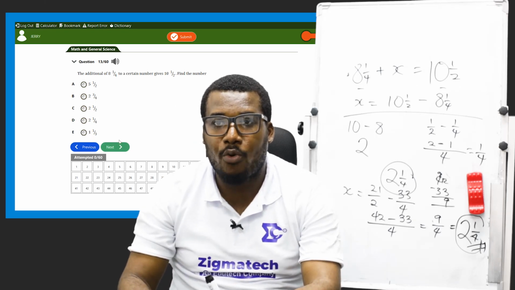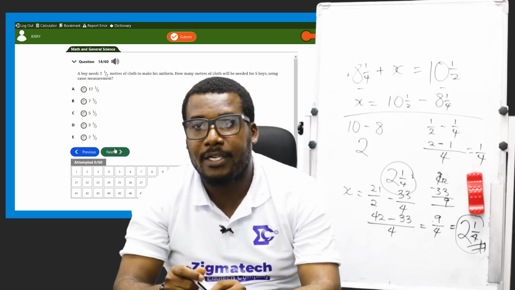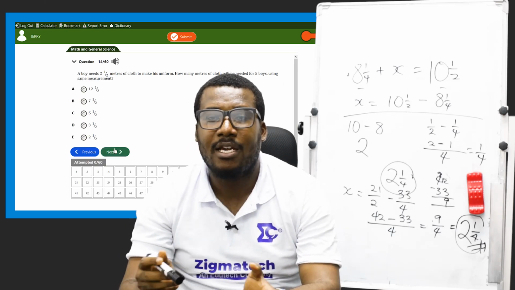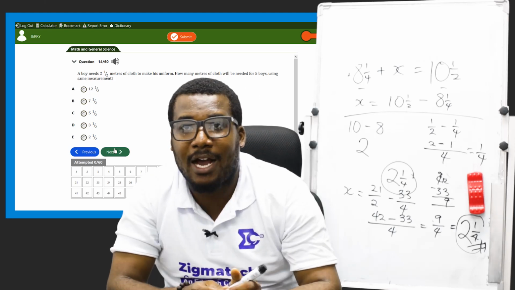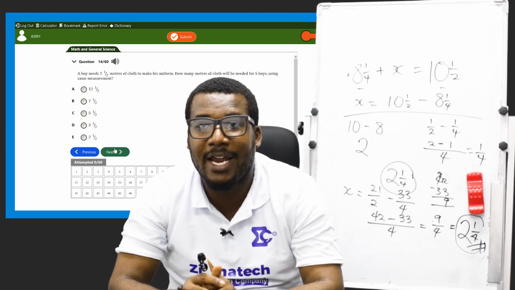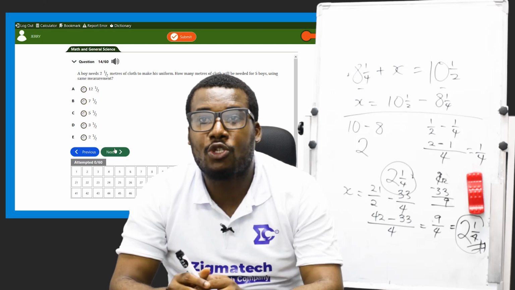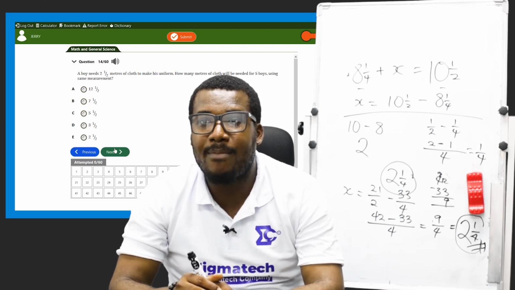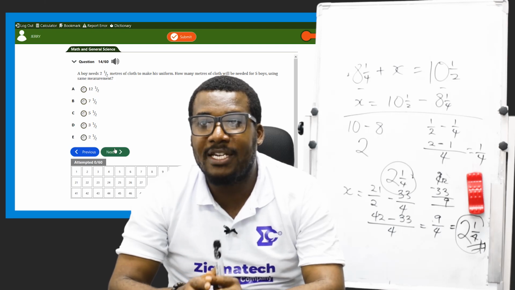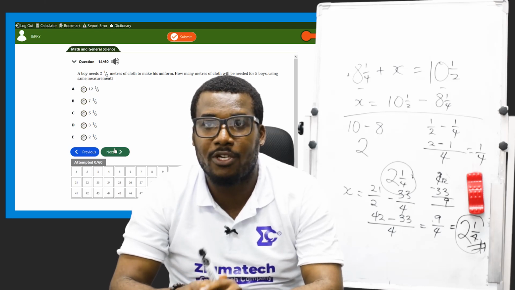Now, there's one more question we're going to look at before we end. This one is more like a word problem. It says a boy needs 2.5 meters of cloth to make his uniform. How many meters of cloth will be needed for 5 boys using the same measurement?